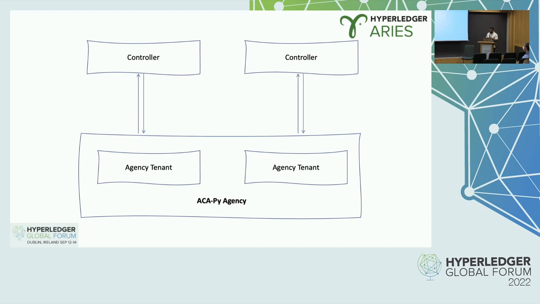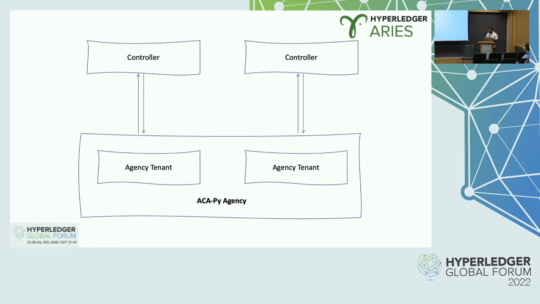It also supports multi-tenancy, meaning that one ACA-Py instance can securely manage multiple agents. So we often refer to this as an agency, where each controller would create a sub-wallet that's isolated from all the other tenants. And then it would use a token, a JWT, to make secure requests to each of the tenants within the agency.